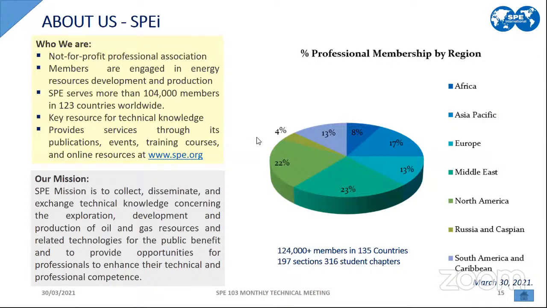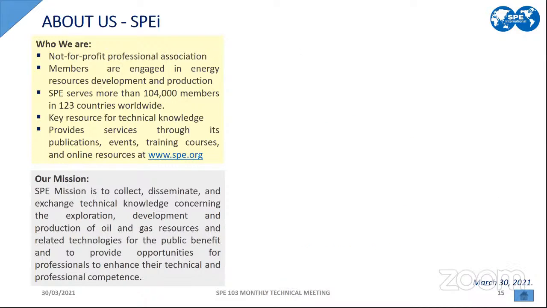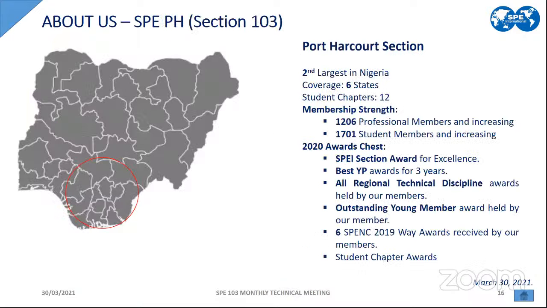So let's take it down to our great SPE Port Harcourt section. It will enlighten us to know that SPE Port Harcourt section is the second largest in Nigeria, covering 6 states and 12 student chapters. Presently, we have over 1,206 professional members and 1,701 student members. And these numbers always increase every day because of the great value SPE offers to its members.